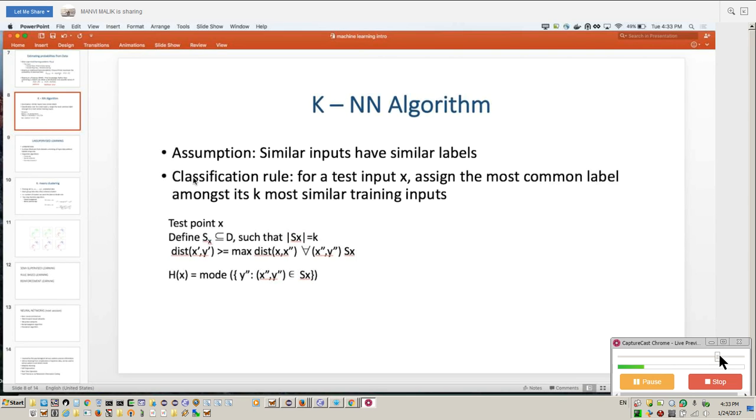All right. Coming back to the k-nearest neighbor algorithm, the model says similar inputs should have similar labels or similar outputs. Basically you're calculating the mode value. Let's say the test input comes in with five neighbors, and if four of them are plus, the label for the test input will be plus.